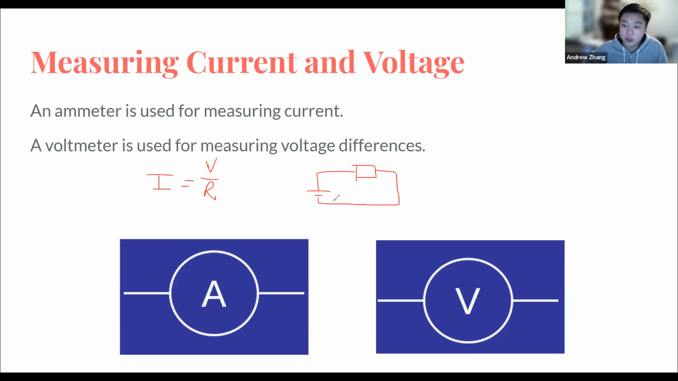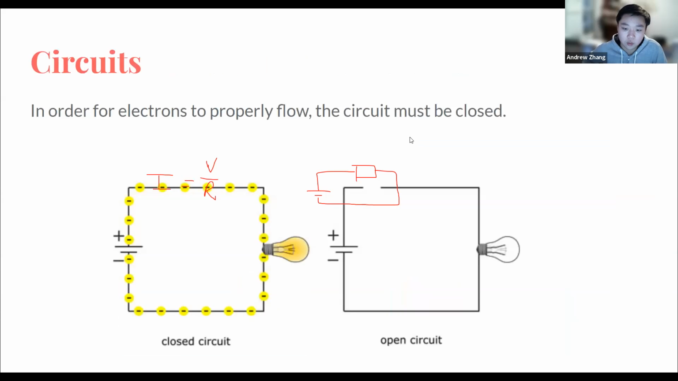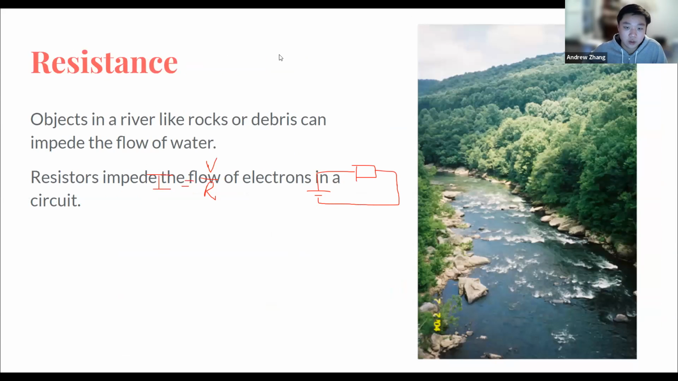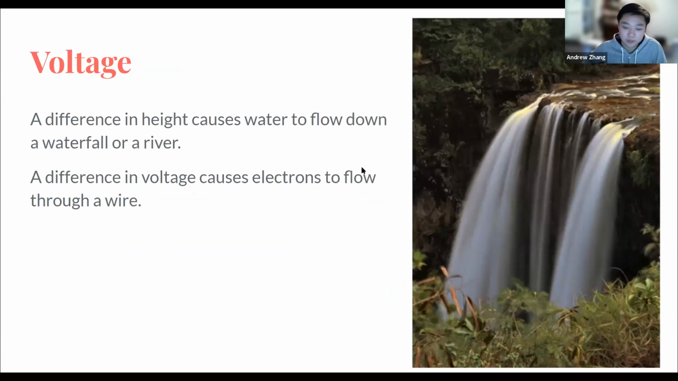For anyone just joining, we're just talking about circuits again. We reviewed a bit of it in the previous few slides that we already saw last week. Basically, you have your standard river analogy. Voltage is the difference in height of a river, the steepness of a river.